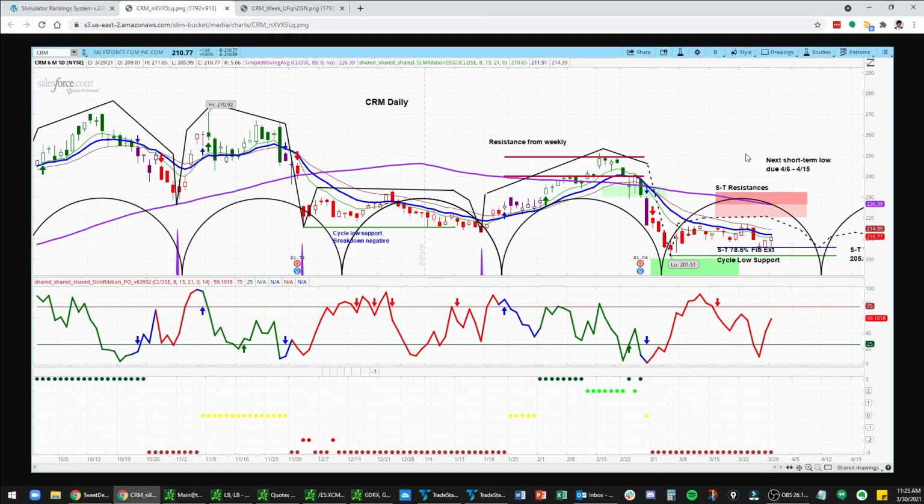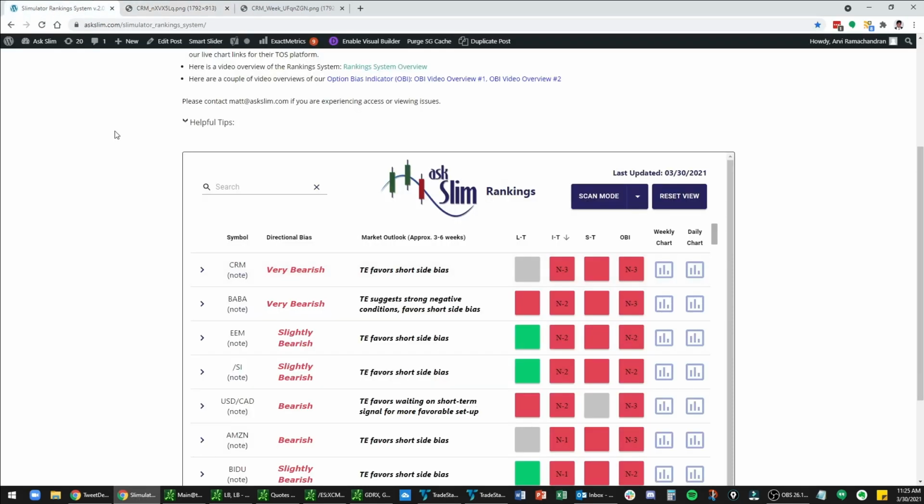So we try to put as much information as we can on this chart, so that anyone who wants to look at this chart can get an understanding of what we're looking for. So that's an overview of the ranking system. Just wanted to do a short video, but hopefully it gives you a good sense of how to use this tool.